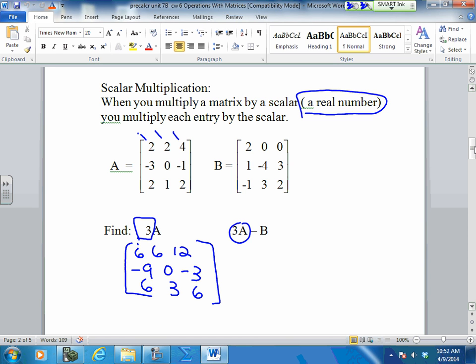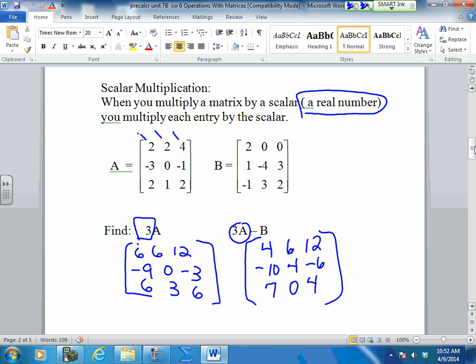So 6 minus 2, 4. 6 minus 0, 6. 12 minus 0. You with me? Corresponding entries. -9 minus 1, -10. 0 minus a -4, +4. -3 minus 3, -6. 6 minus a -1, 7. 3 minus 3, 0, and 6 minus 2, 4.